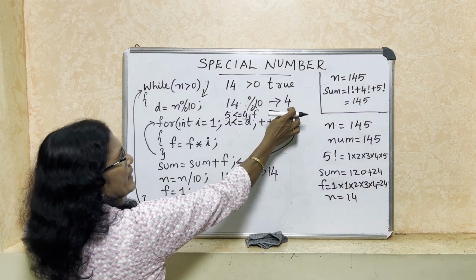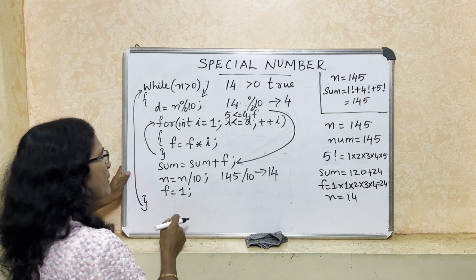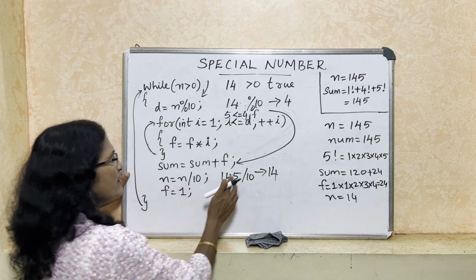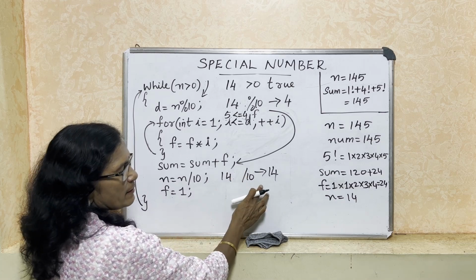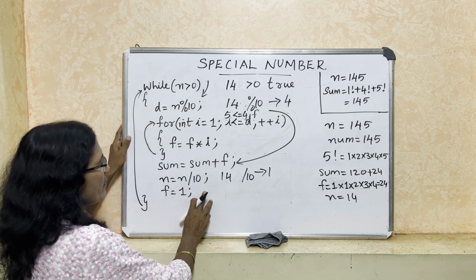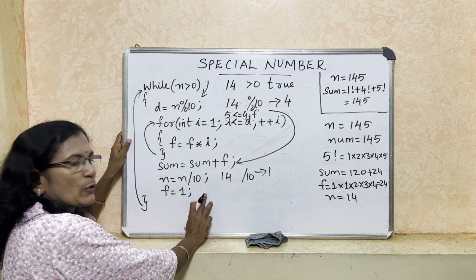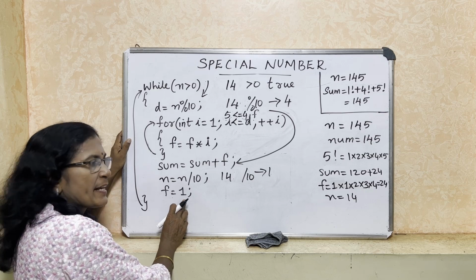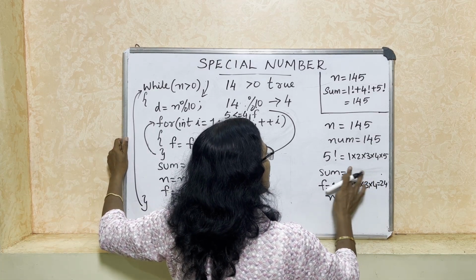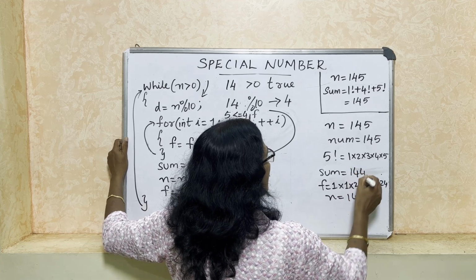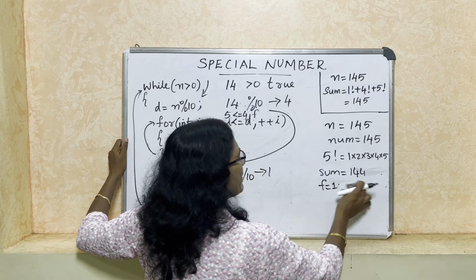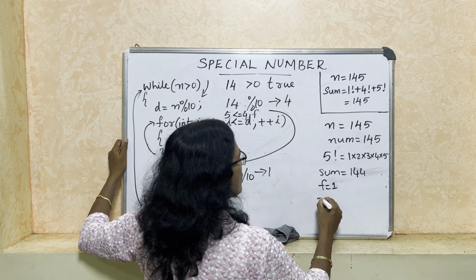Now remove the extracted digit 4 from the number. For that, n is equal to n by 10. N is divided by 10. 14 divided by 10, the quotient of the division is 1. So the current value of n is 1. Before we go for calculating the factorial of 1, F is again initialized as 1. So sum is 144 and factorial is again initialized as 1. The current value of n is 1.